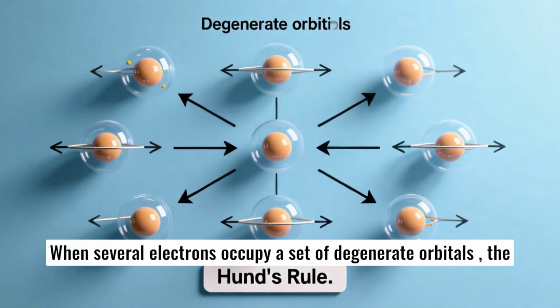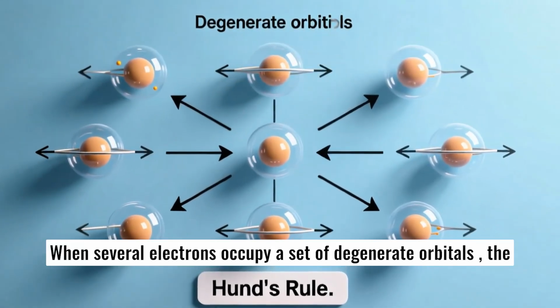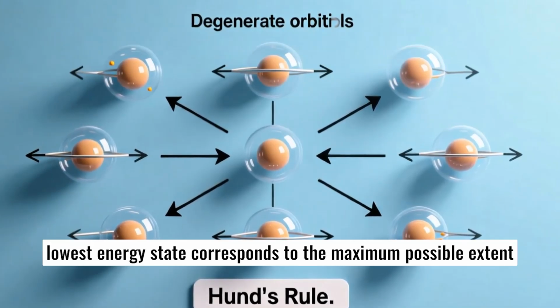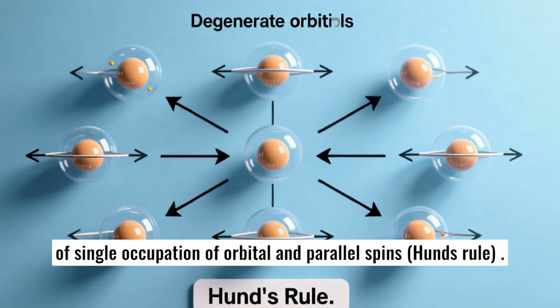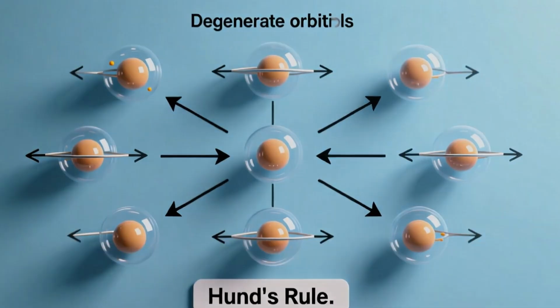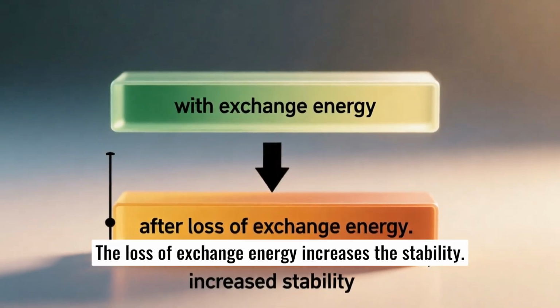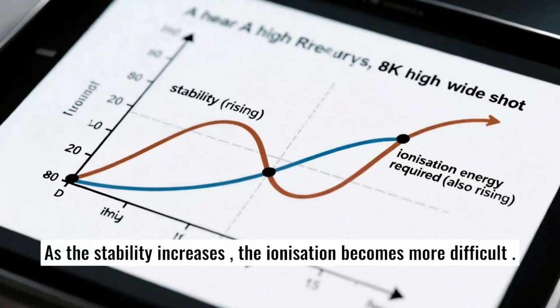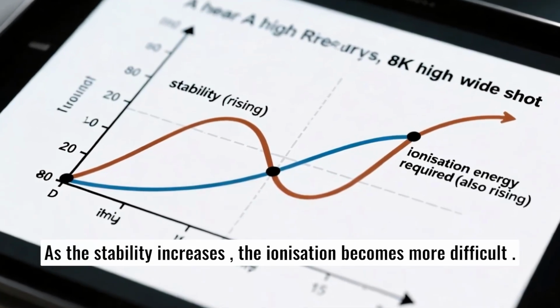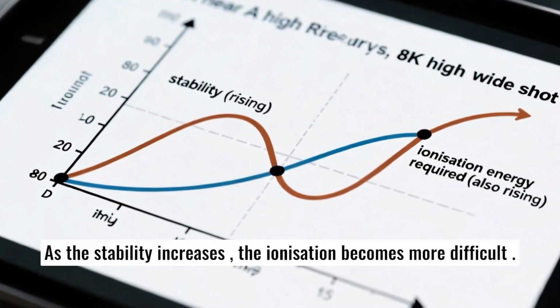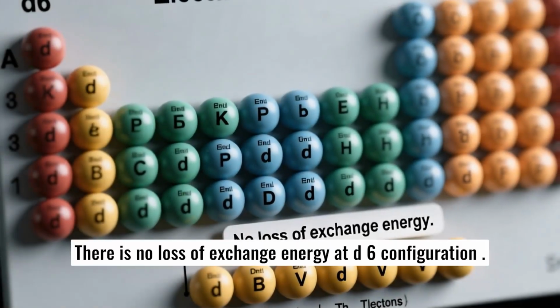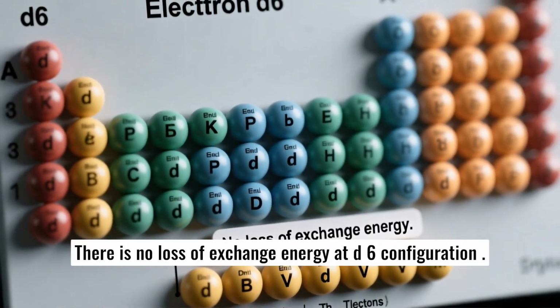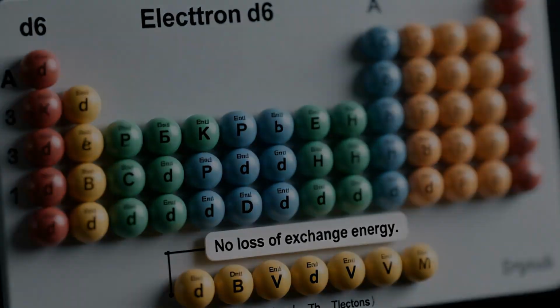When several electrons occupy a set of degenerate orbitals, the lowest energy state corresponds to the maximum possible extent of single occupation of orbital and parallel spins, Hund's rule. The loss of exchange energy increases the stability. As the stability increases, the ionization becomes more difficult. There is no loss of exchange energy at d6 configuration.